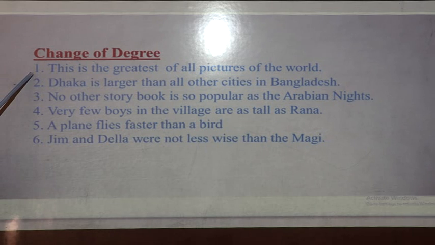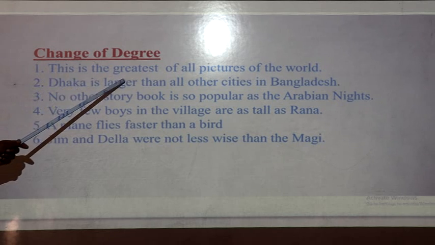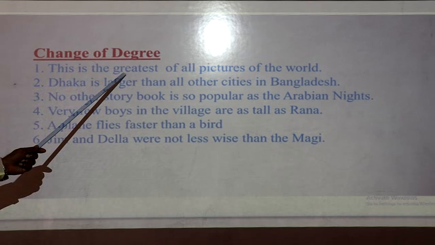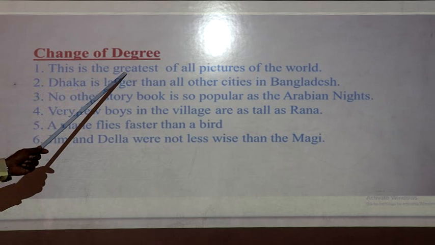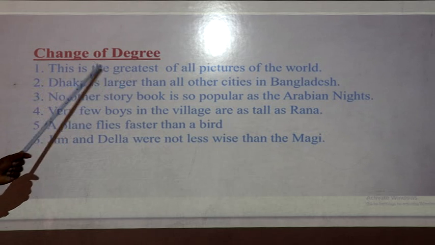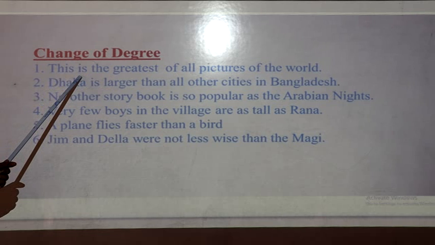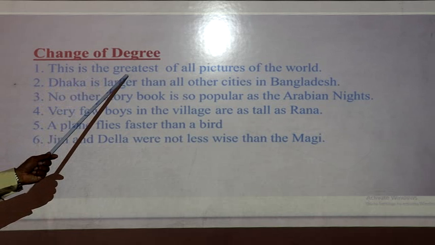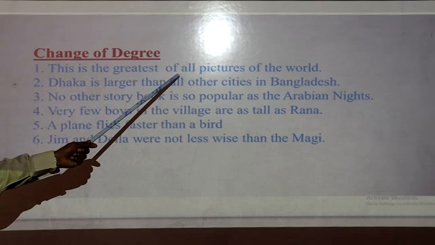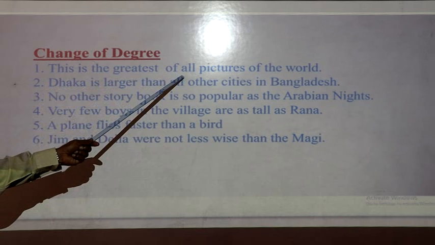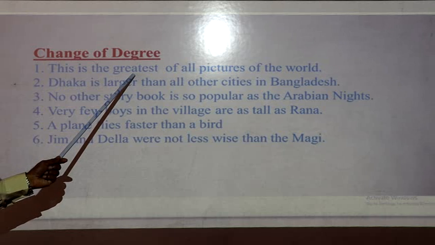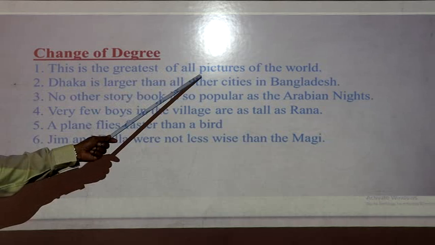Number 1, this is the greatest of all pictures of the world. This is the greatest, superlative form, and before this there is the use of the, so it is superlative degree. And what is the comparative form or comparative degree? We can write, this is greater than all other pictures of the world. As there is the use of all, we can use comparative degree: greater than all other pictures of the world.